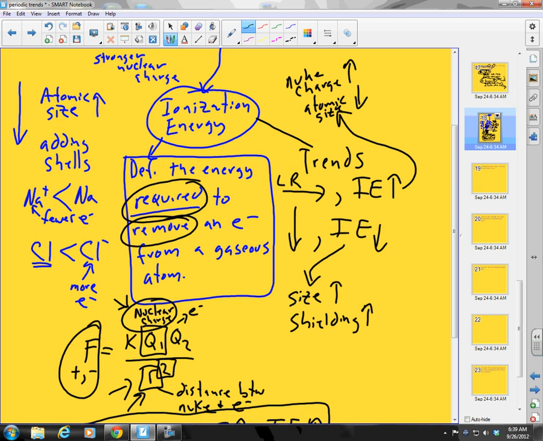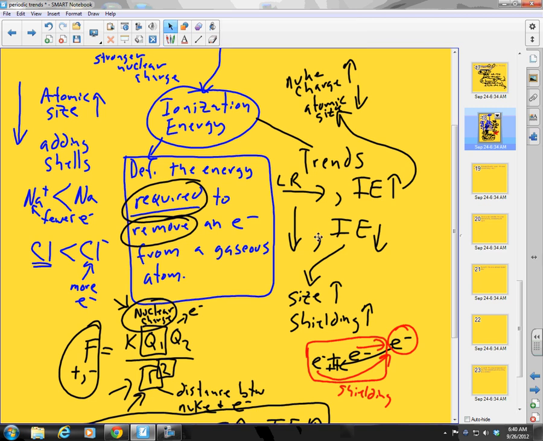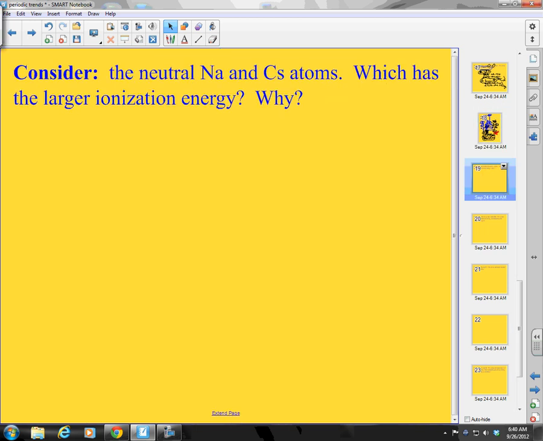Remember, what is shielding? Well, that's when I have my nucleus, and then I have some electrons in the core, you might say, and I have an outer electron. This electron feels attracted here, but it is repelled by these two other electrons, and this repulsion by the inner electrons is called shielding. That is making it easier to remove this because they're pushing it away, saying get out of here, there's too many of you hot electrons by this nucleus. Okay, good.